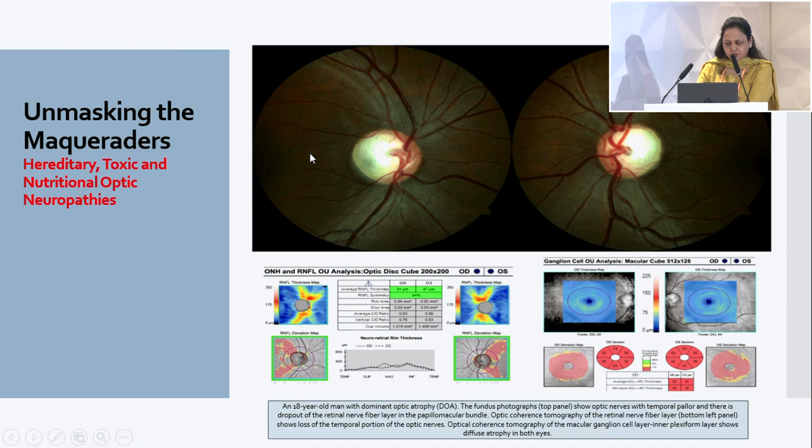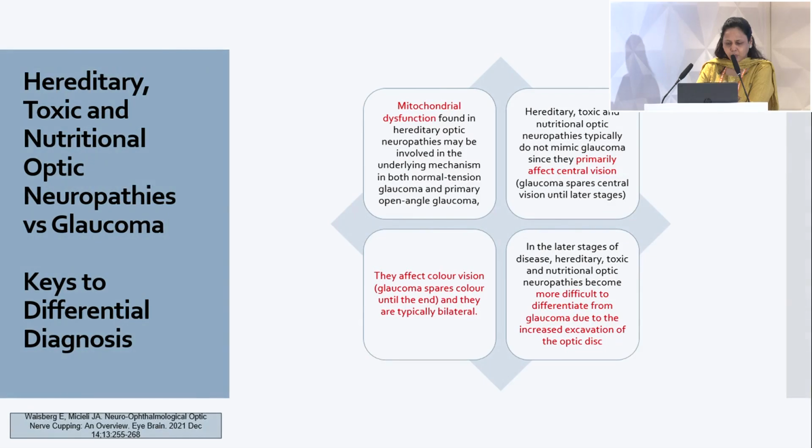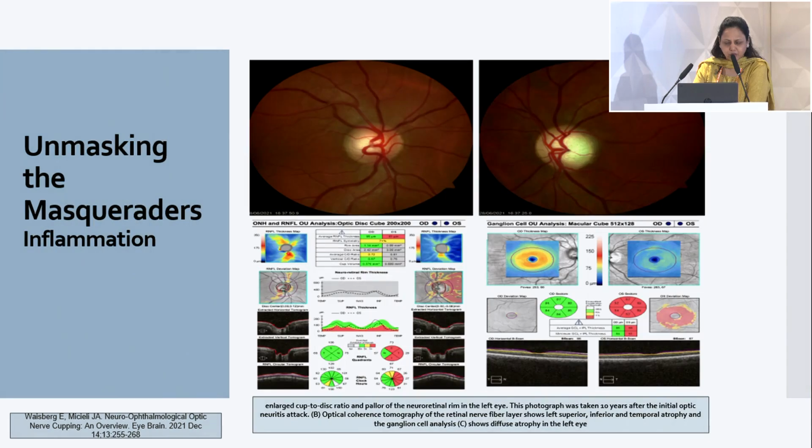If you want to differentiate, any kind of vitamin deficiency or toxic neuropathy will definitely lead to this kind of disc manifestation. Being a mitochondrial dysfunction, the manifestation is again going to affect the central vision. So always go for the RAPD, central vision, and the color vision.